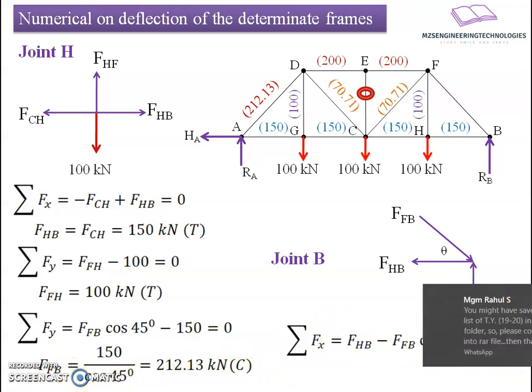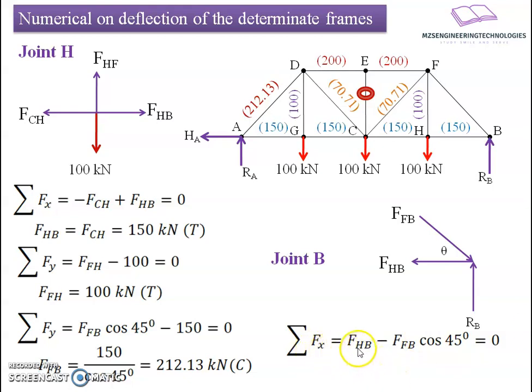Whereas if I move towards the horizontal direction, FHB minus FFB cos of 45 degree, this we know is balanced, and the resultant is 0, which means there is compatibility in the analysis.